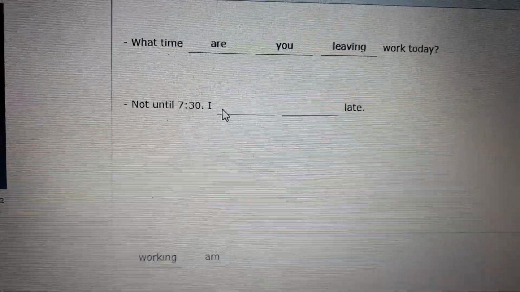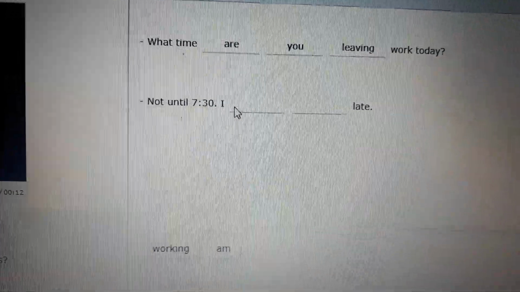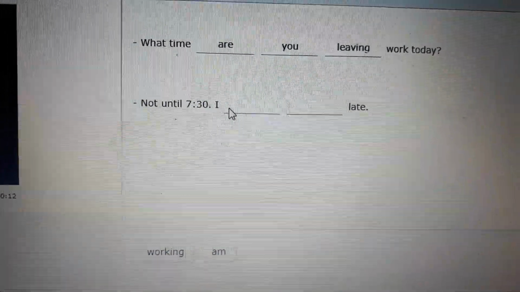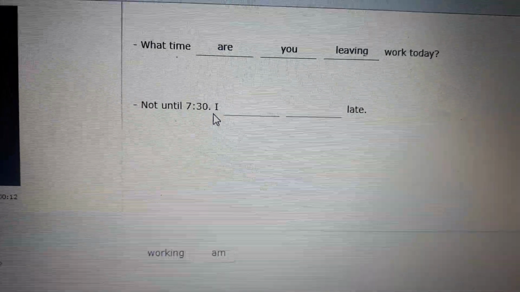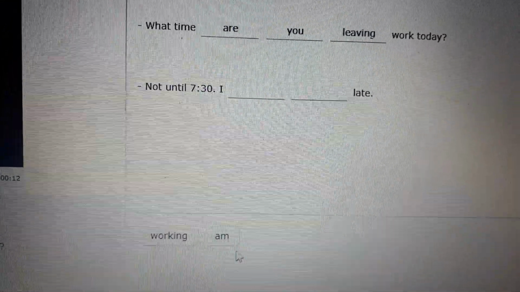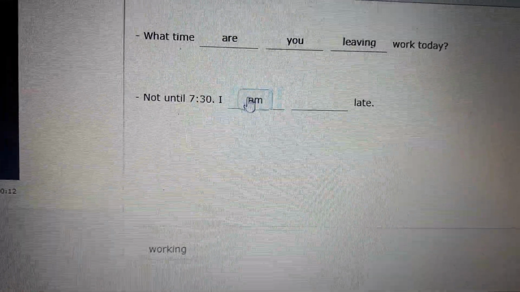And then the answer, not until 7:30. I working? No, because on the result or on the answer, we need, after the pronoun or the name, we need an auxiliary, and the only auxiliary that we have is am. So, not until 7:30. I am what?